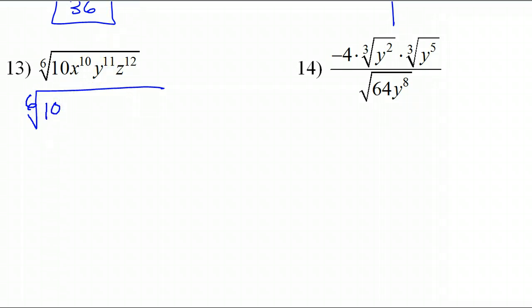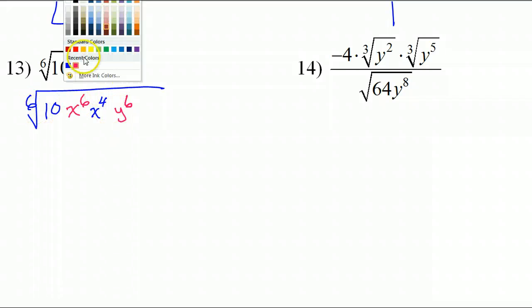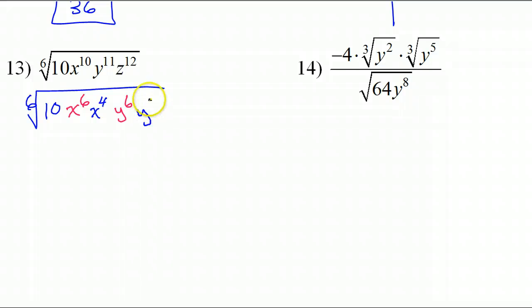Sixth root 10. Now, when it comes to the variables, we need exponents that are divisible by 6. Less than 10, that's only 6. Alright, 6 and 4 make 10. So I split up this x to the 10th power as x to the 6th and x to the 4th. Then I have y to the 11th. I'm going to split that up. Again, y to the 6th is the first thing that you get to under 11 that is divisible by 6. And that is going to leave 5 y's left over. 6 and 5 make 11.